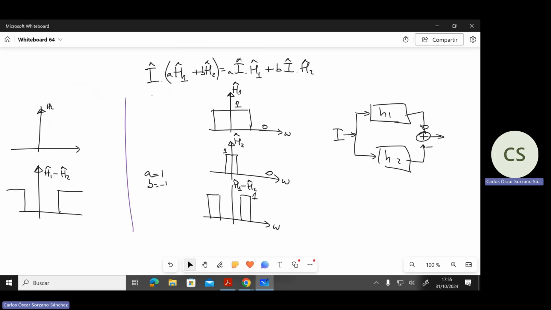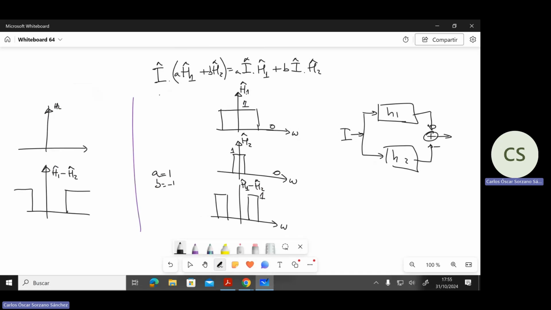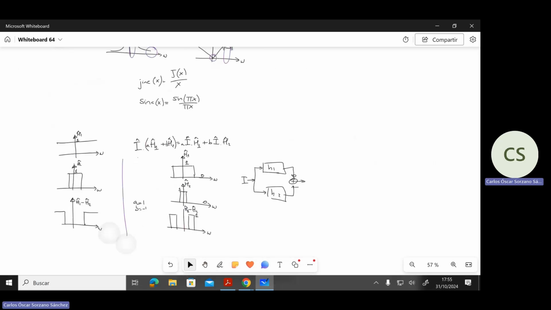So this is H2, a function of omega, and here we have H1. So what if I do it like this? This is 1. If I subtract this one from this one, then I have a high pass filter. This is no filter, letting everything pass. So this is just smaller.